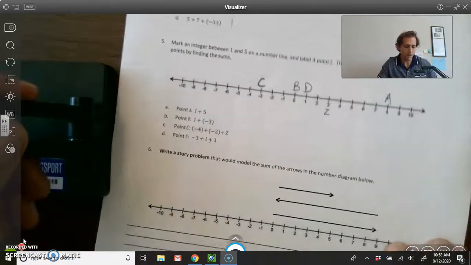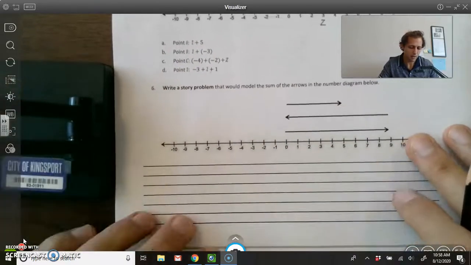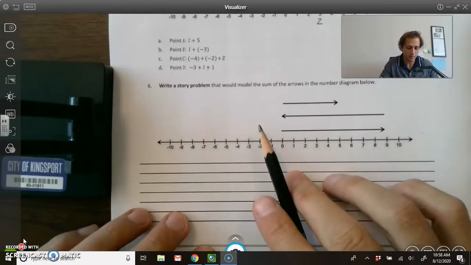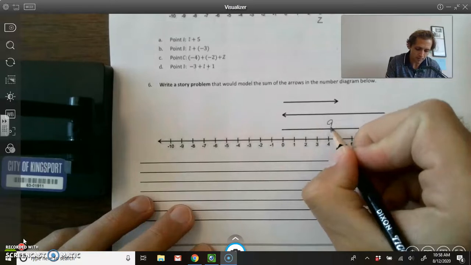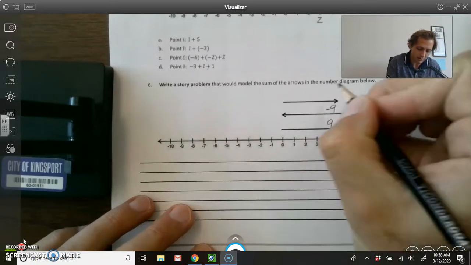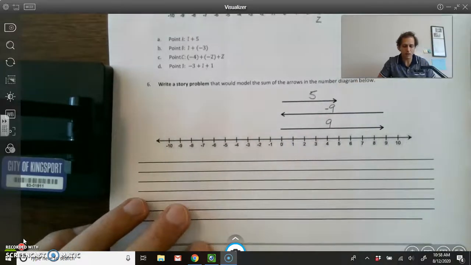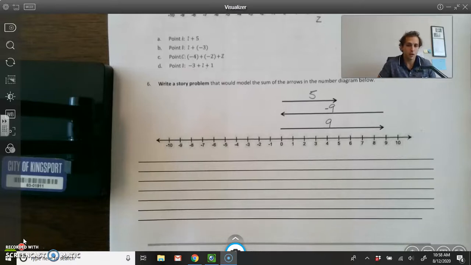Okay, number 6. I'm not going to actually write a story problem here, but we can look at this and just kind of think through it. This is a vector of positive 9, this is a vector of negative 9, and this is a vector of 5. You could write a story about the football game. The football player ran for 9 yards. On the next play, the football player lost 9 yards. On the third play, the football player gained 5 yards. In all, he gained a total of 5 yards.